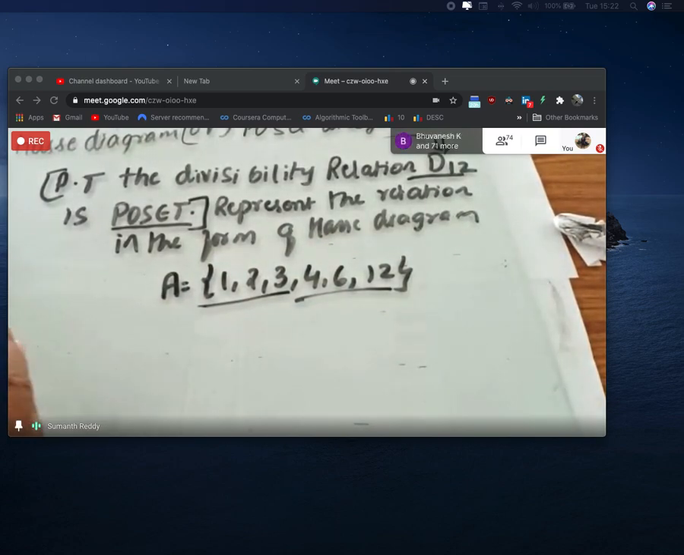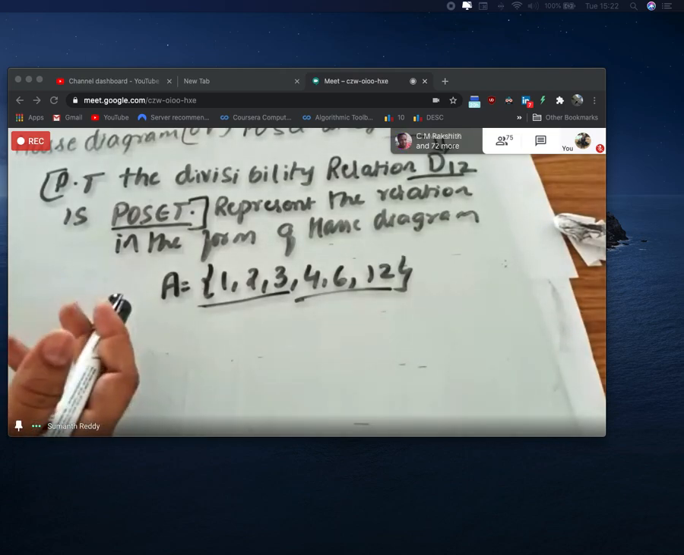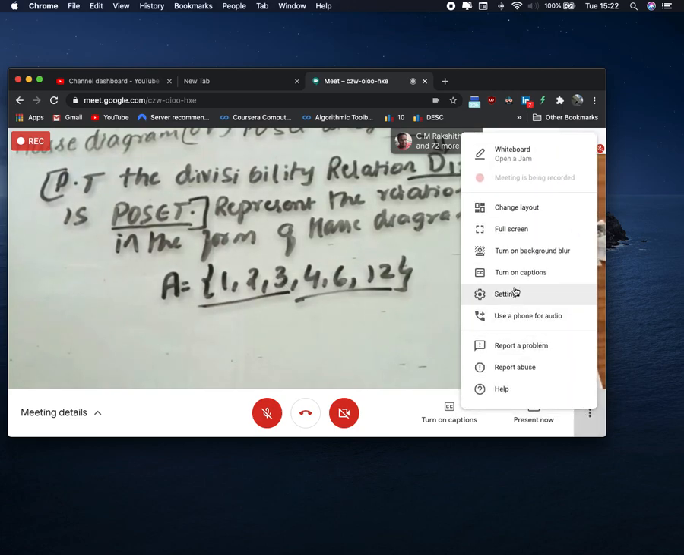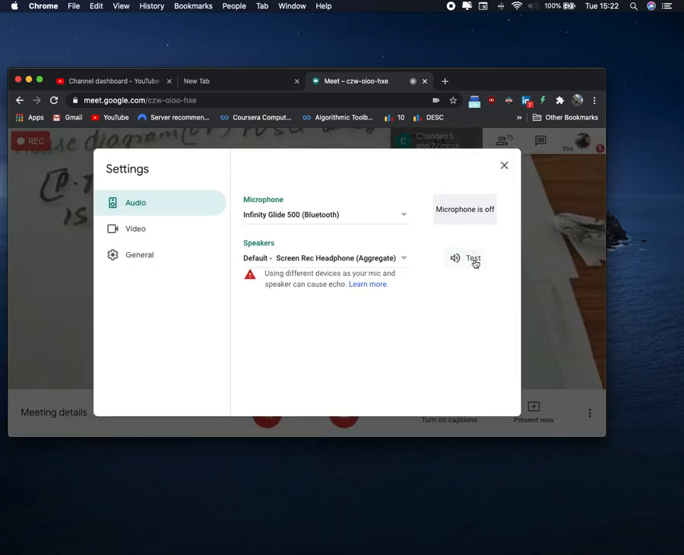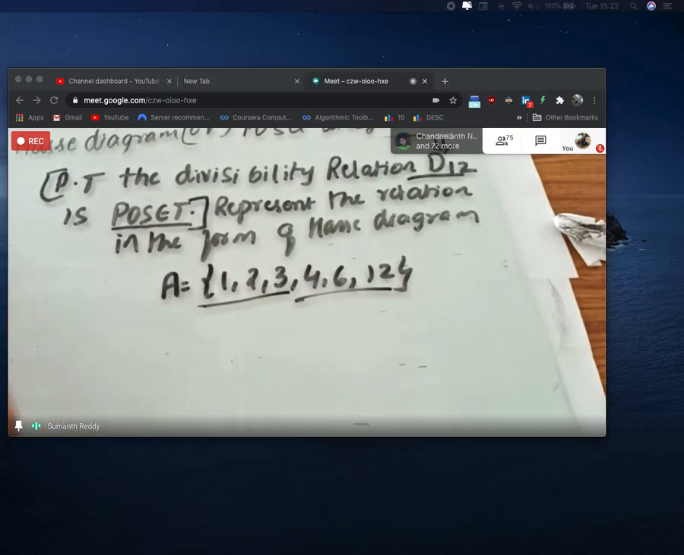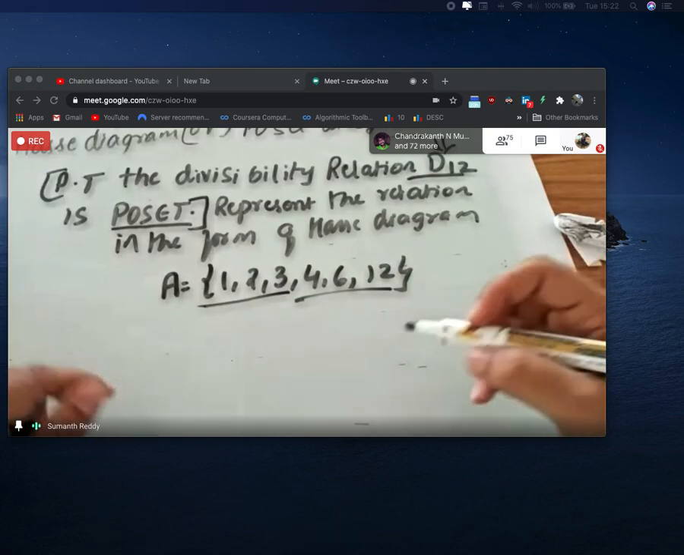Some students might have a doubt: sir, if we don't write the relation in the form of ordered pairs, then how can we write the Hasse diagram? See, only for the first two problems, to make you understand better, I represented the relation in the form of ordered pairs and digraph. Actually, you can easily write it just by looking at the set of elements.